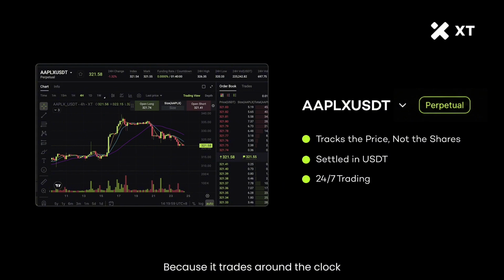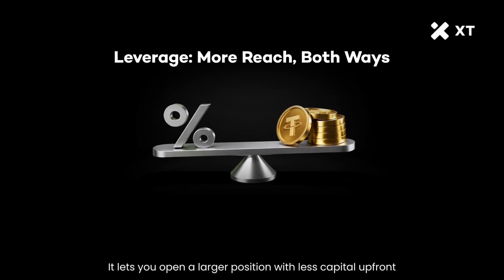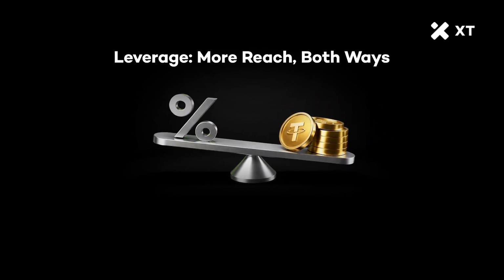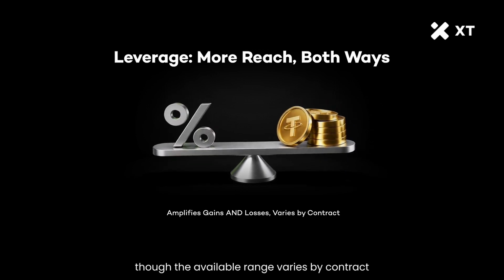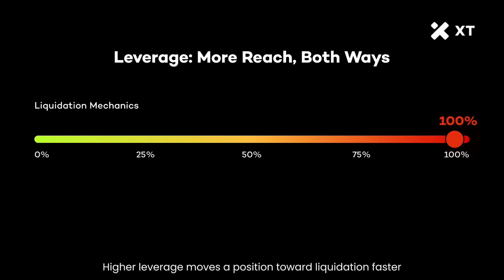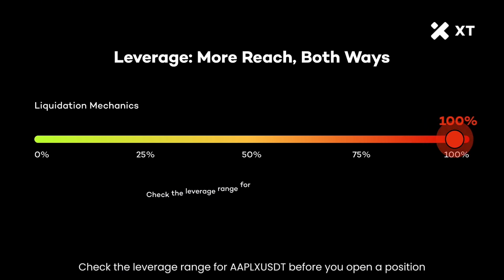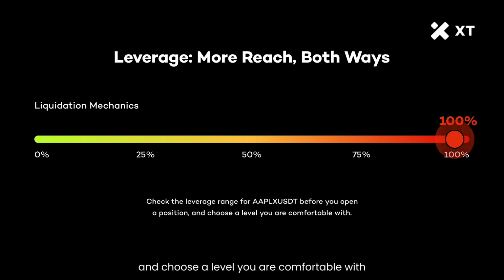Because it trades around the clock, you can act on a move at any hour, not just during US market hours. Leverage is one reason perpetuals are popular. It lets you open a larger position with less capital upfront. XT TradFi supports high leverage, though the available range varies by contract. The same mechanic works both ways, so gains and losses are magnified equally, and higher leverage moves a position toward liquidation faster. Check the leverage range for AAPLXUSDT before you open a position and choose a level you are comfortable with.